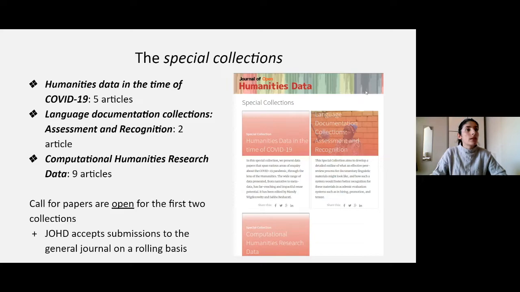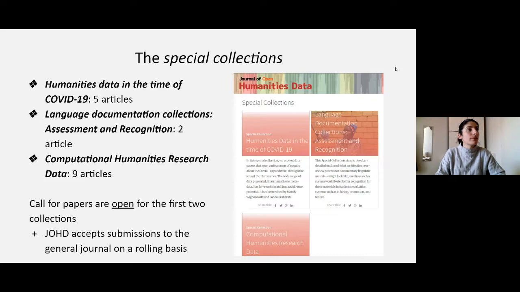So for what concerns JODS publications, we have three special collections so far. So it's collections that are focused on some type of topic in particular. Humanities data in the time of COVID-19 and language documentation collections, assessment and recognition are the two whose calls for papers are still open. We have 5 articles for now in the first one and 2 in the other one, so please go ahead. And computational humanities research data has 9 articles, but the call for papers is closed for that one. And besides the special collections, the journal is always open for submissions on a rolling basis.